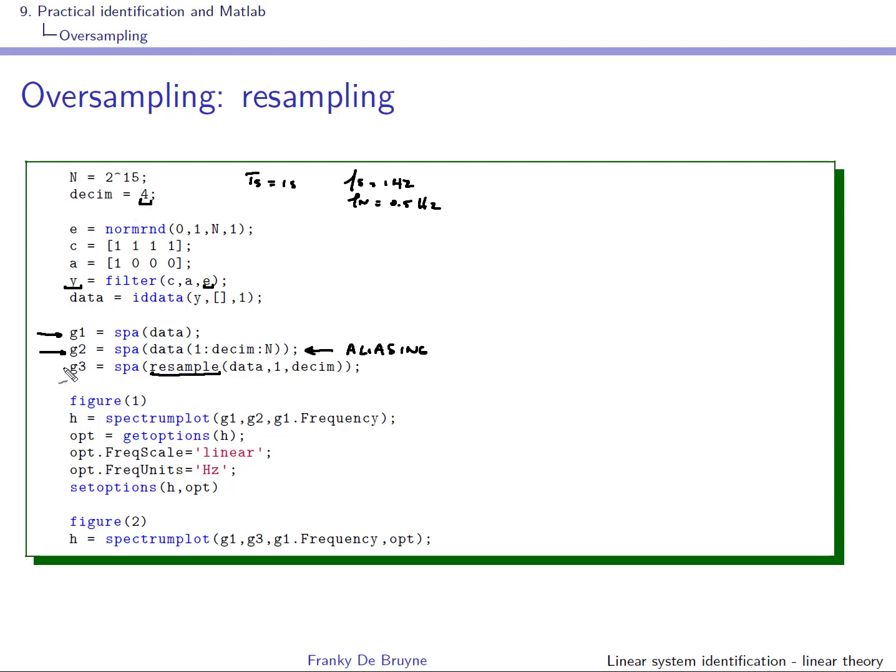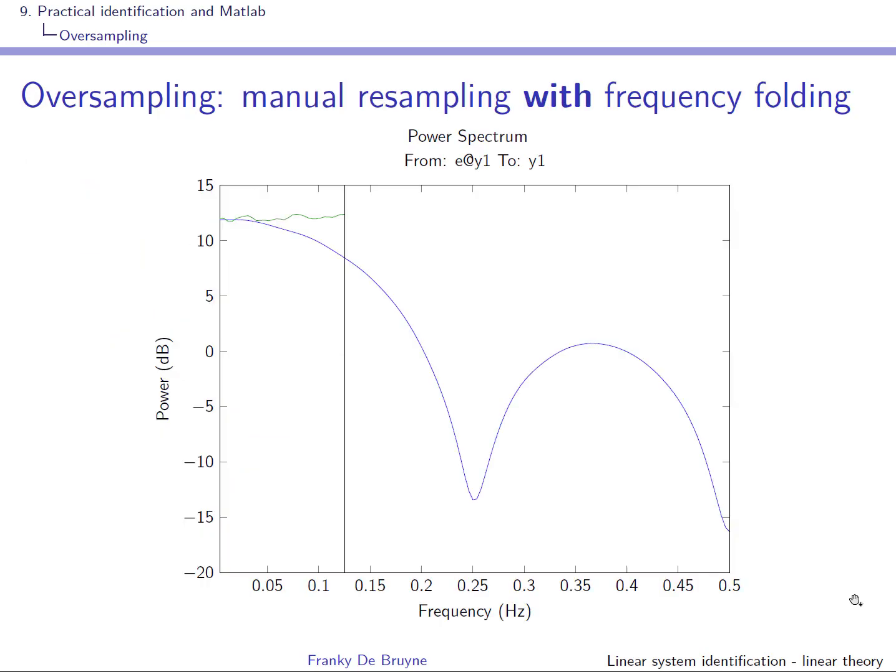Then what we do here is take these three spectra and have a look. We compare the original spectrum with the case where we do not do this low pass filtering, and then we compare the original data with the case where you do the resampling in the proper way. What you can see here in blue is the spectrum of the original output signal. Remember that we had used TS equal to 1, and indeed you can see here that the Nyquist frequency is 0.5 Hertz.